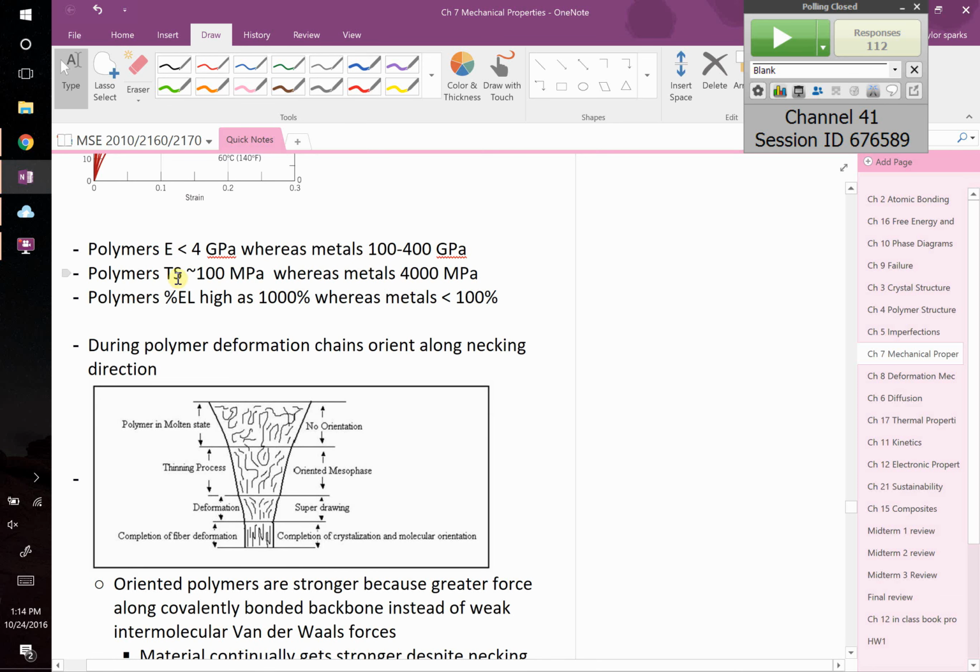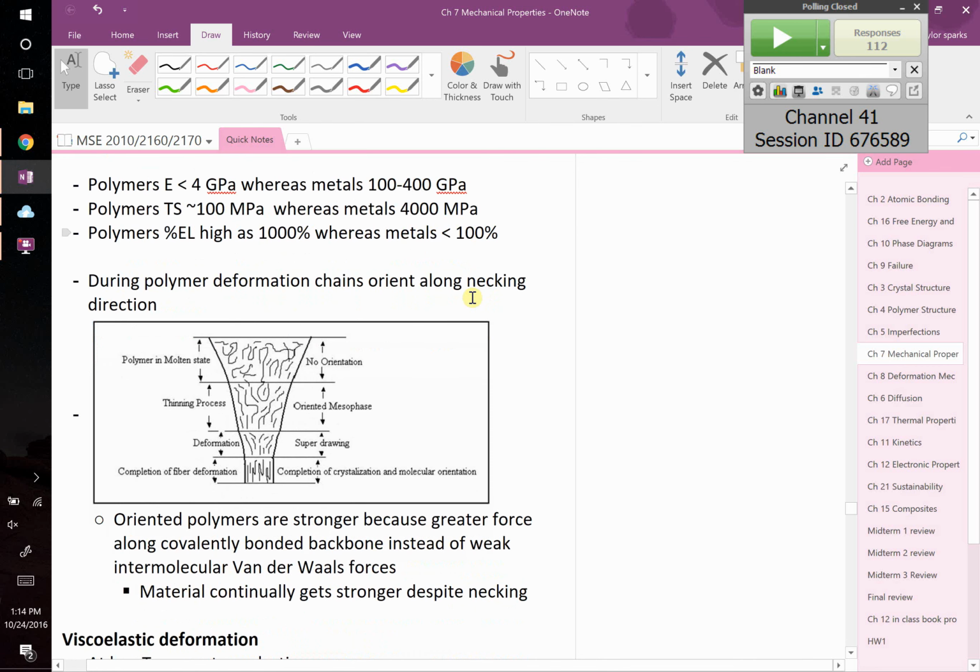Polymers have tensile strengths that are way lower than other materials, right? 100 megapascals, they're not very strong. We work with these things, we know that that's the case. Metals can be, again, several orders of magnitude larger. But percent elongation can be as high as 1,000% in polymers, whereas in metals it's tough to get it over 100% elongation. You have to have a very ductile metal to get over 100%.